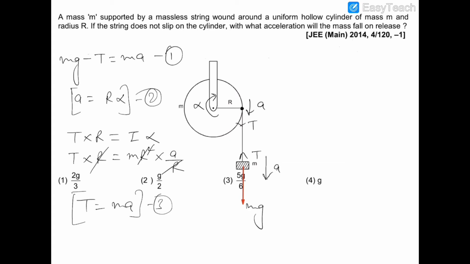Now if we substitute the third equation in equation number 1, then we can say that it is mg minus ma is equal to ma, and therefore a is equal to g by 2. So this is the acceleration of this mass. So the correct answer would be option number 2. Now let's move on to the next question.